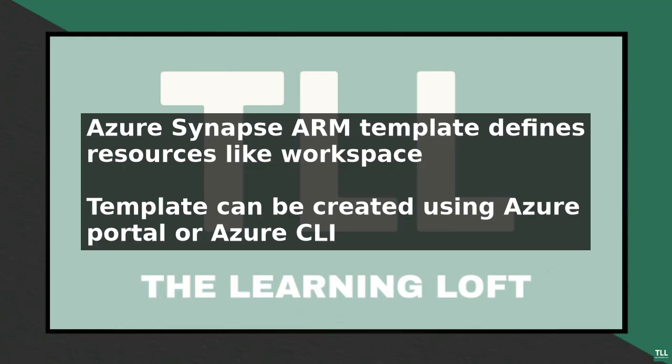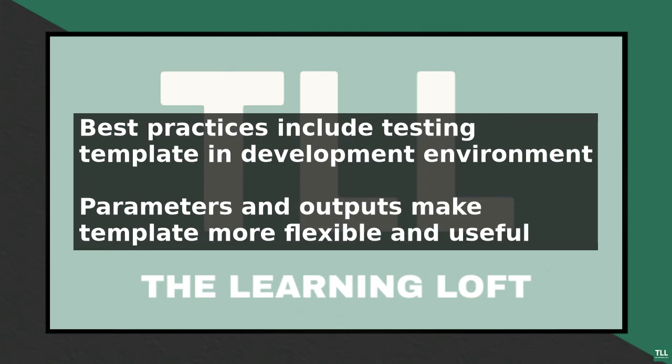You can modify this template to add or remove resources, and then deploy it to Azure using the Azure portal, Azure CLI, or Azure PowerShell. Best practices for using Azure Synapse ARM templates include testing your template in a development environment before deploying it to production, using parameters to make your template more flexible, and using outputs to return values from your template.